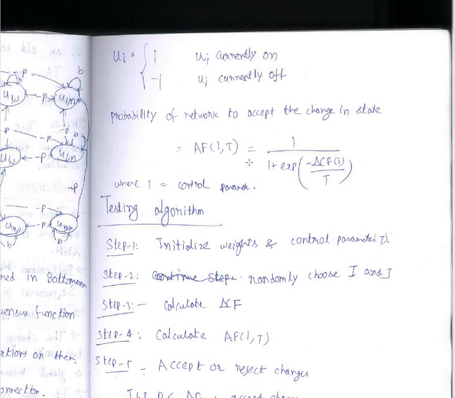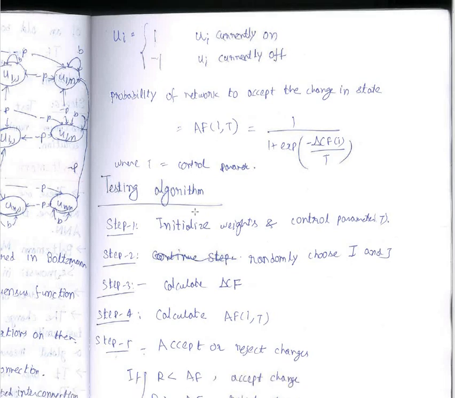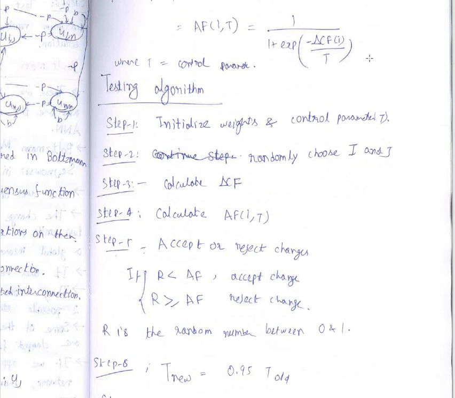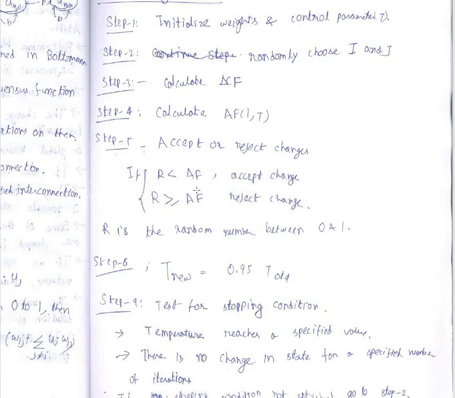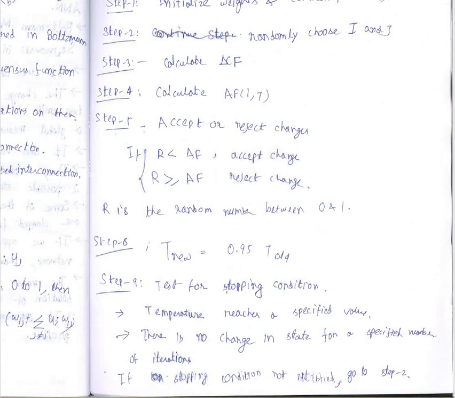The probability of the network to accept the change in state is AF(i, T) equal to 1 by 1 plus e power minus del CF(i) by T, where T is the control parameter. In the testing algorithm, initialize the weights and the control parameter T, randomly choose i and j, calculate the consensus function change and calculate AF(i, T). If R is less than AF, then accept the change. If the random number which we have taken is greater than or equal to AF, reject the change.